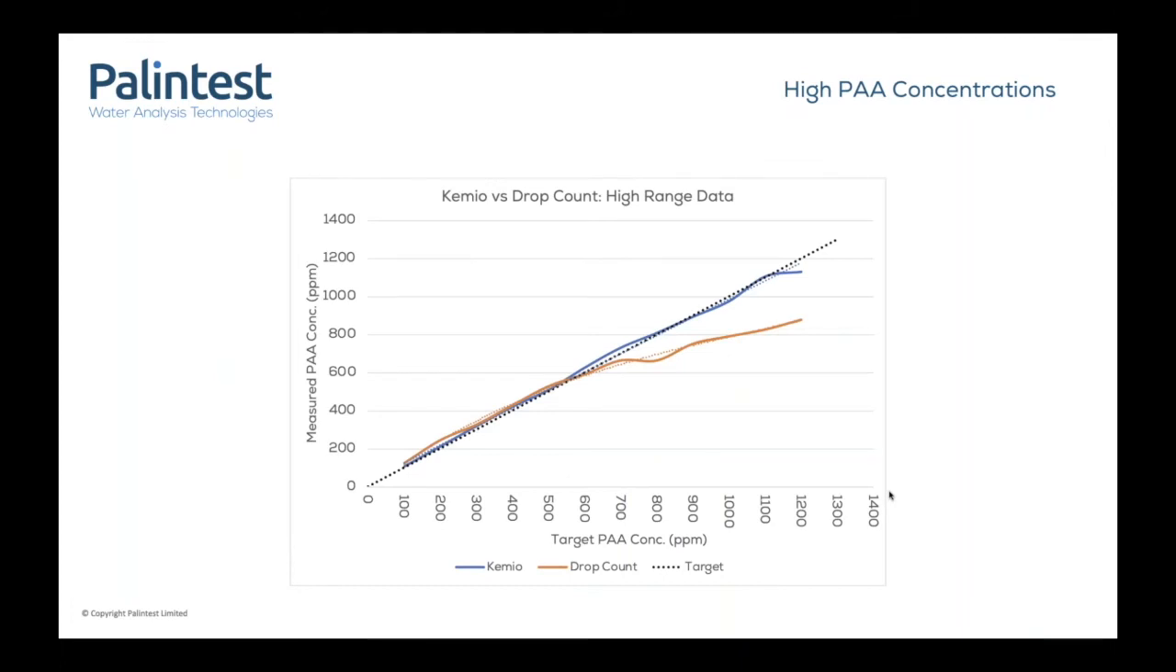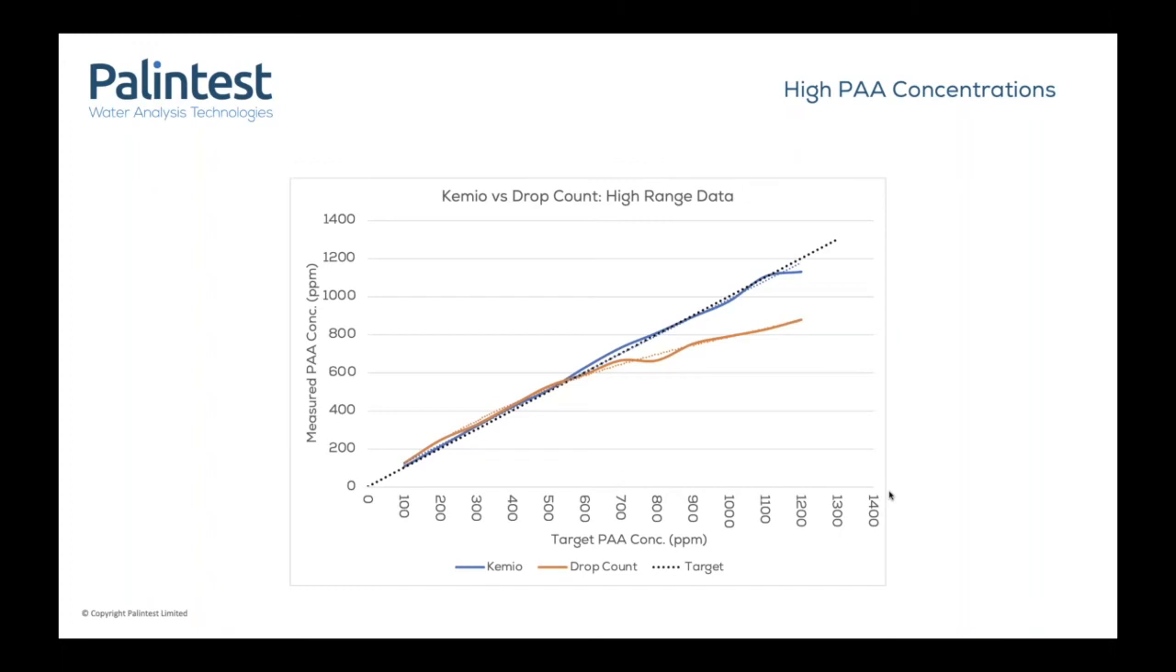So here's some data that we have from a customer showing this occurring. So you can see the black line is the expected result. That's what we should be seeing. The blue line is the Kemio technology that we'll talk about in a bit. But what I'd like to highlight is the orange line, which is an industry standard drop count kit. And you can see as we get above 600 to 700 parts per million, that begins to deviate quite a lot. And it might not look like much given the scale of this graph, but if you begin to look at the numbers, you'll see that 1000 ppm of PAA and 1200 ppm of PAA only show up as 800 and around 850 on the drop count kit.